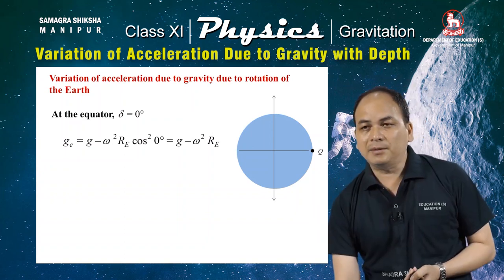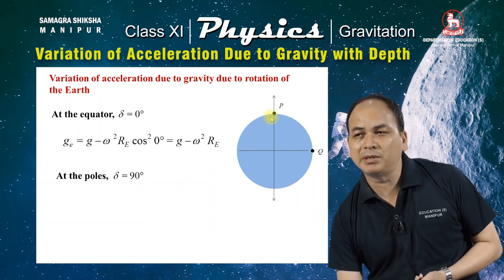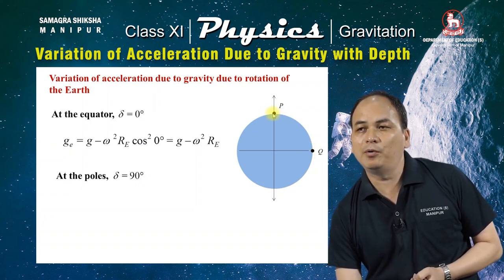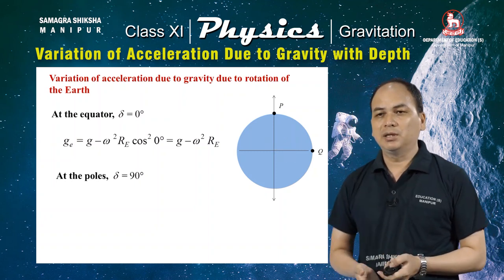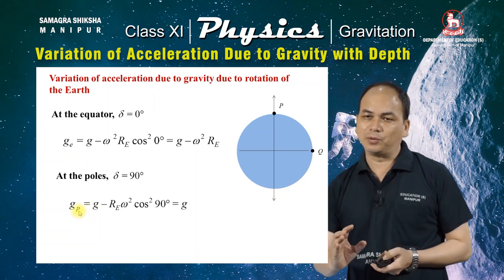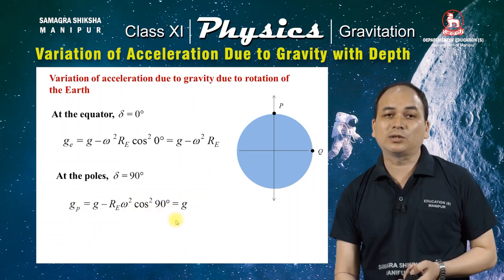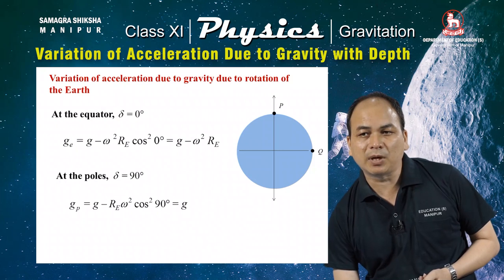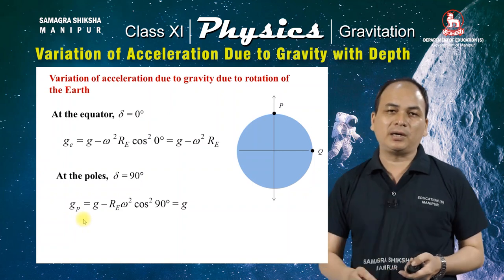Next, at the pole, the latitude is 90 degrees. The point at the pole is represented by point P, and point Q is the equator. At point P the angle is 90 degrees, the latitude. So if you put it in, g P, which represents the value of g at the poles, is equal to g minus R e omega square cos 90 degrees. Now cos 90 degrees is 0, so the term becomes zero. Therefore the value of g P at the pole is g.